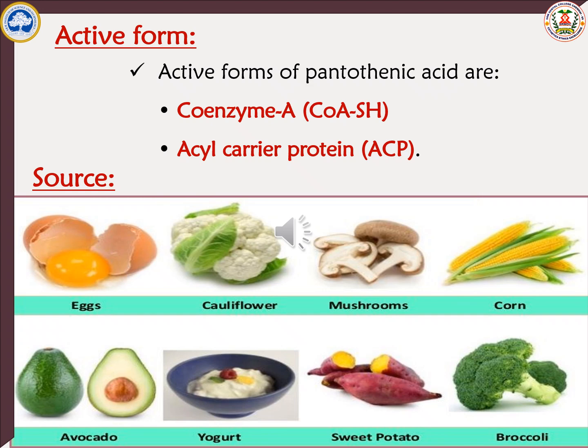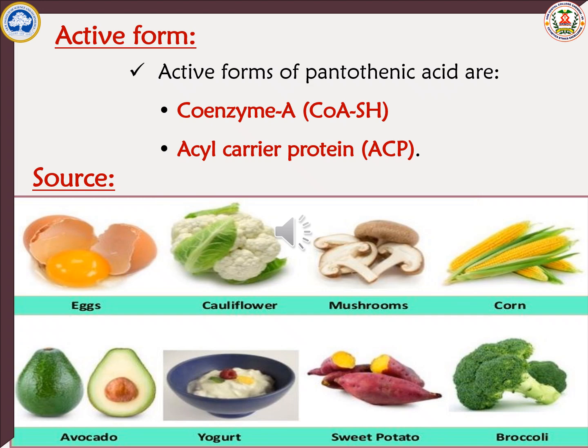These two active forms possess a terminal SH group. Here in coenzyme A they have mentioned CoA-SH. Similarly, the ACP is one of the molecules in the fatty acid synthase complex that we have already seen in fatty acid synthesis. This terminal SH acts as a reactive site for the carrier of acyl group. So they are usually involved in the acetylation reaction.